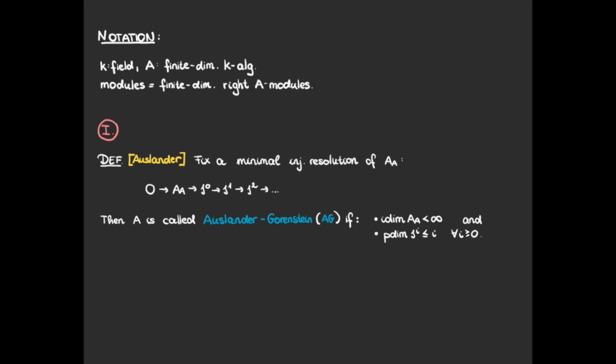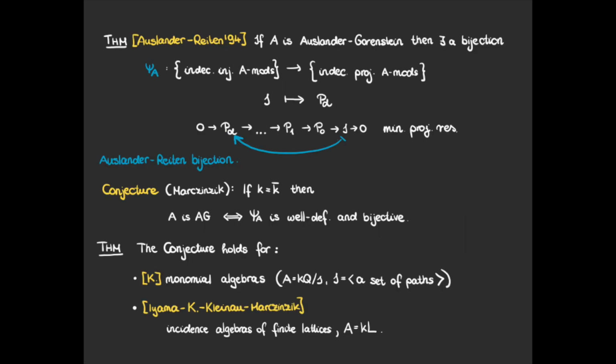Now, these algebras have many nice properties. They are Auslander-Gorenstein, and they have some very nice CM categories. But today we will only care about the property that they come with a distinguished bijection between their indecomposable injective and indecomposable projective modules. And the interesting part is how this bijection is given. So we take an indecomposable injective module I, consider a minimal projective resolution of it, and send I to the last non-zero term in this resolution. And this is what we call the Auslander-Reiten bijection.